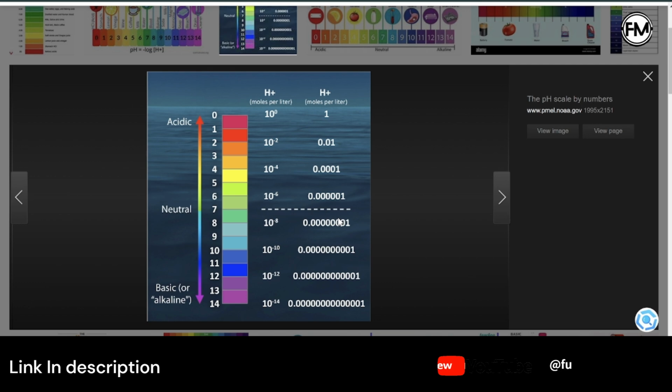In the same way, for bases, with pH value of 8, 9, 10, we can use it for soap, detergent and all. But for pH value 11, 12, 13, 14, as the value increases, the bases become strong bases, and those are also very corrosive and harmful.